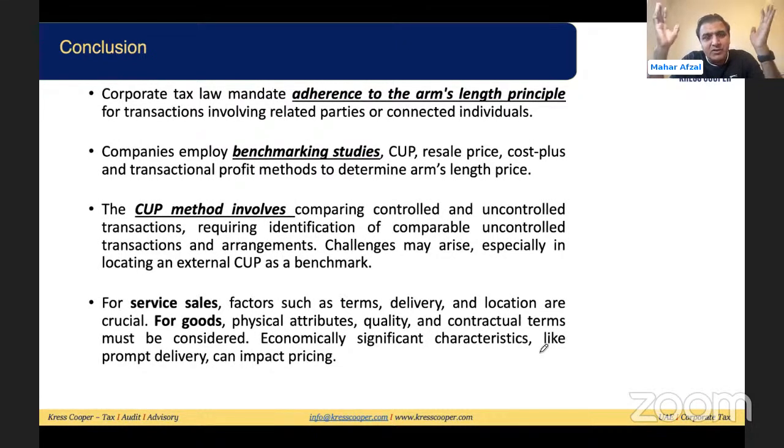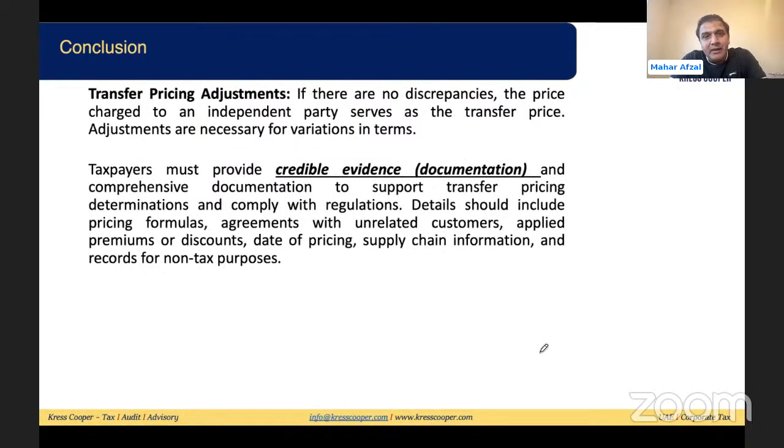If the circumstances are the same, goods are the same, quality, quantity, size, everything is the same, the price should be the same. If the circumstances are different, then we need to make the adjustment. While making the adjustment, we need to consider multiple factors as discussed: location, delivery, physical attributes, quality, contractual terms. All these factors we need to consider. Then at the end, if required, we need to make the adjustment. And we need to maintain credible evidence documentation to make sure that we have calculated and benchmarked the price for the related party at the arm's length price, and we are not shifting the profit from a high tax jurisdiction to a low tax jurisdiction, from one jurisdiction to the other. We are not shifting the profit from one entity to another entity. Whatever price we are charging, this is the arm's length price.